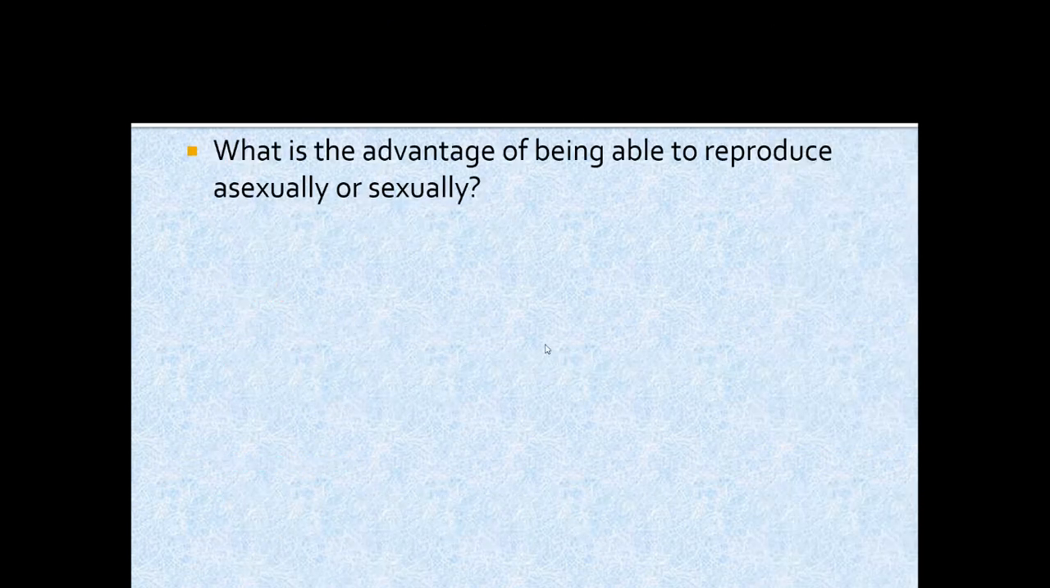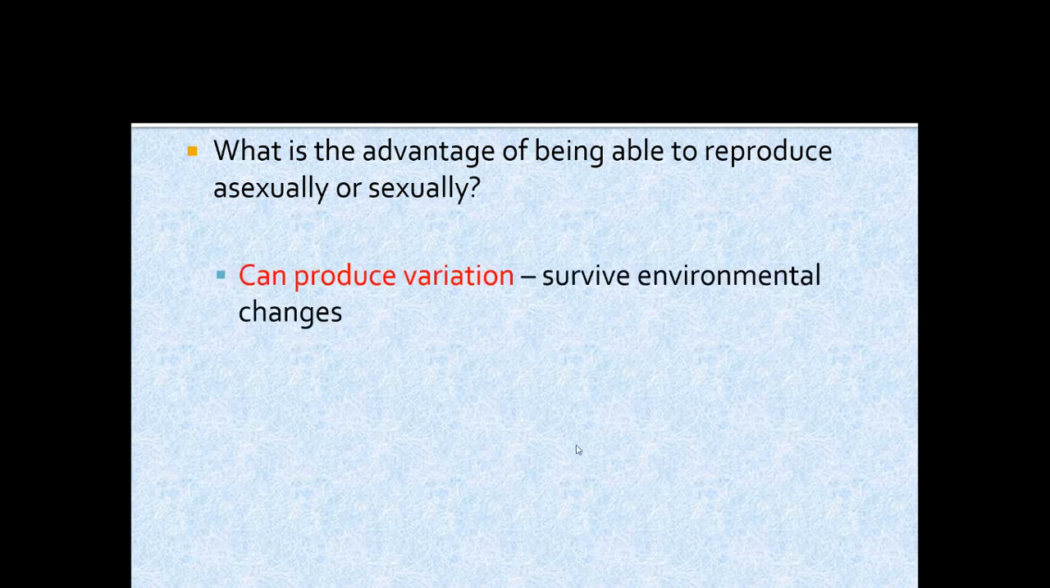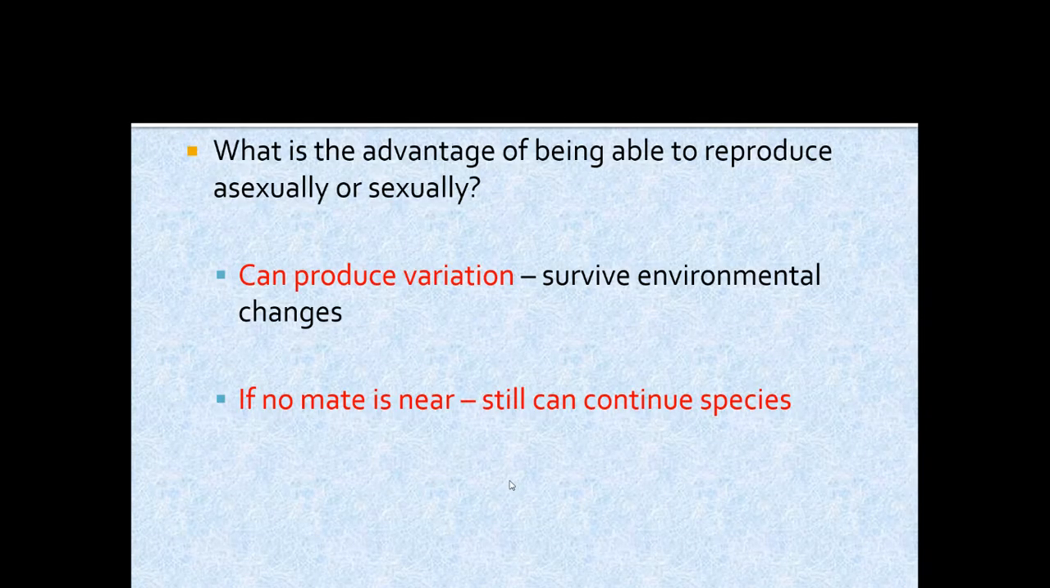Okay, what is the advantage of being able to reproduce asexually or sexually? Well, those organisms can produce variation, and there's a bigger chance of them surviving in a changing environment. And if no mate is near, obviously they don't need to find a mate. If there's no mate available, then they can reproduce on their own, so they can still continue the species. And that's it.